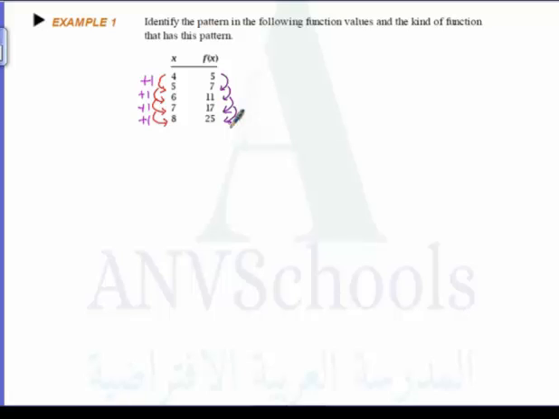Now let's see what kind of pattern these values represent. So we have plus 2 here. We have plus 2. Now we have plus 4. We have plus 6. And we have plus 8. Okay. Now we can see that if we are to get the second differences, then we will have plus 2, plus 2, plus 2.